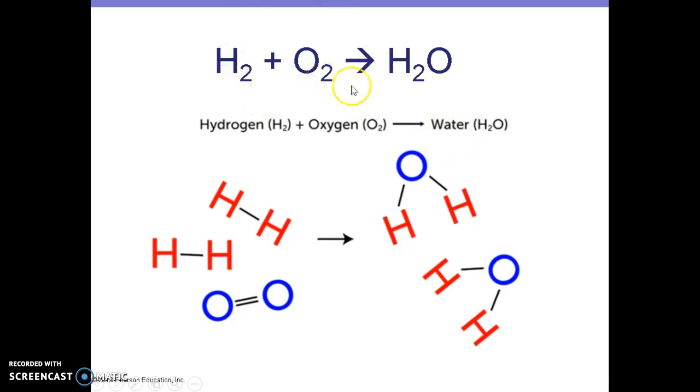So in order to form water, these bonds have to break. The bonds between the two hydrogen atoms, the nonpolar covalent bond, breaks. All these bonds have to break, and new bonds have to form. We won't worry about balancing equations. If you've had chemistry, you'll know that this equation up here is not balanced. That's okay, we don't worry about it.